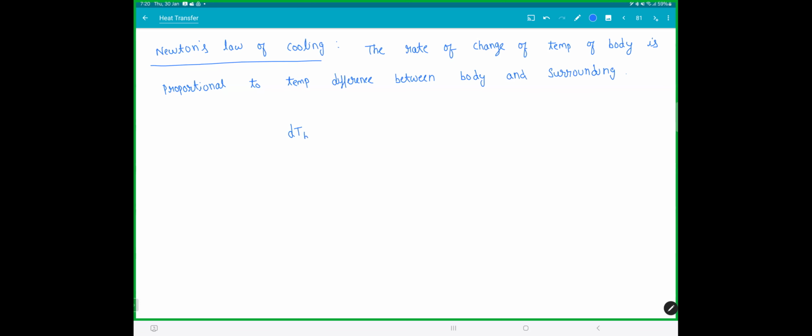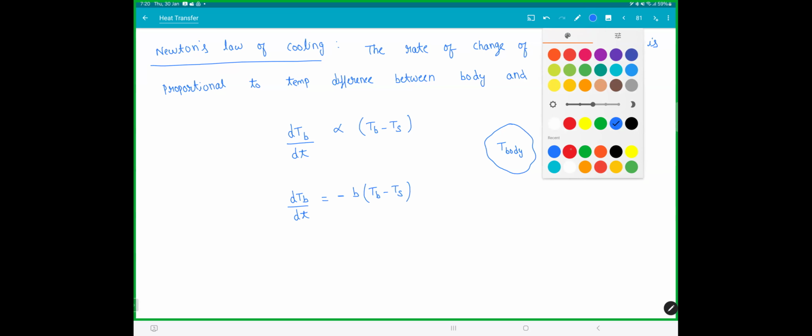So dTB by dt, where small t is time and capital T is temperature, is proportional to TB minus TS. This is the temperature of the body, and this is the temperature of the surrounding. So dTB by dt is minus B into (TB minus TS). There. This is the formula you should know.